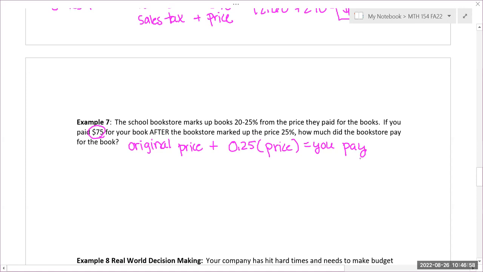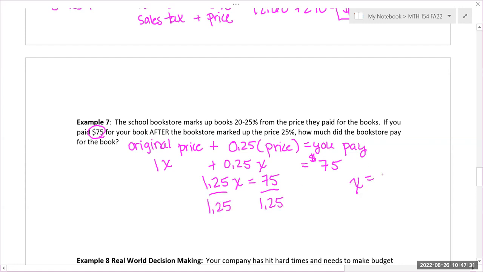So you don't just want to do 25% times 75 because that's what you paid. That's not what they marked it up. So since we want to know the original price, that's X, 0.25X equals what you paid, which was 75. So I always recommend summarizing, writing out what the actual math behind this is, and then having it make sense. So that ends up being 1.25X equals 75. And when you divide, we find that the bookstore paid $60.